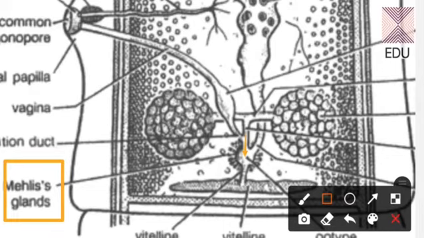And one thing to be noted, that at the lower side we have the vitelline gland. This is the vitelline gland, and it is producing the yolk. So what happens is that both the yolk and the Mehlis' gland secretion are poured over the zygotes. So this is a very important kind of mechanism.